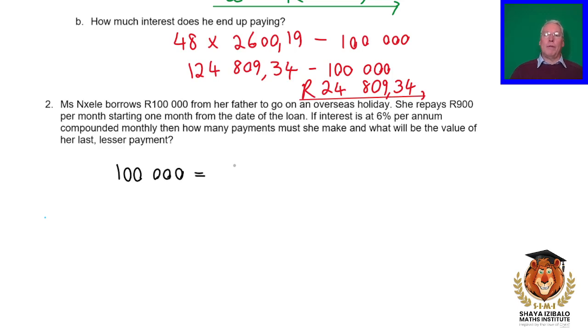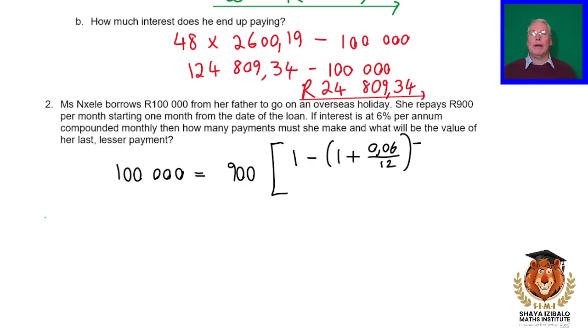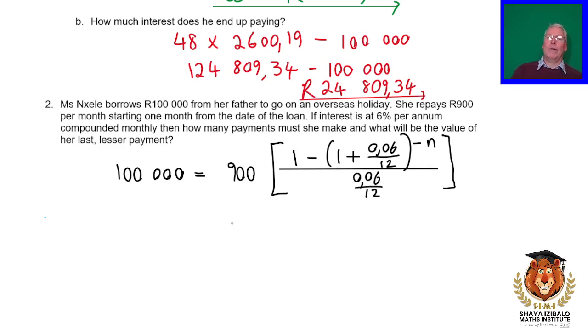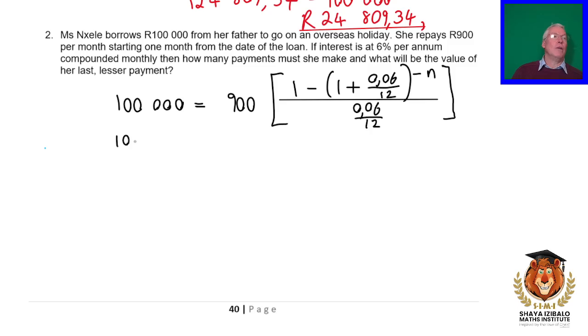is going to equal, the payment we know is 900, and the present value formula is 1 minus 1 plus the interest rate, so 1 plus 0.06 over 12 to the minus, now she's going to pay for, we don't know how many payments she's going to make, all right? That's what we've got to work out. And then on the bottom here, we're going to have 0.06 over 12. So we're trying to solve this. So we're going to take our 100,000 and divide by 900. That's the first thing we're going to do.